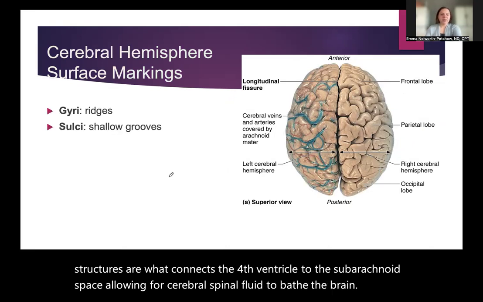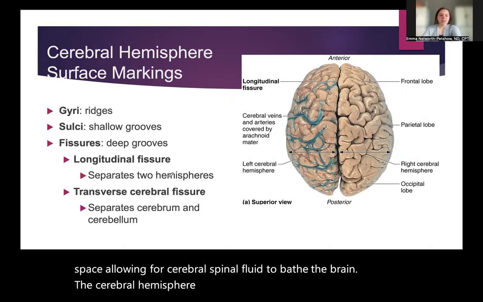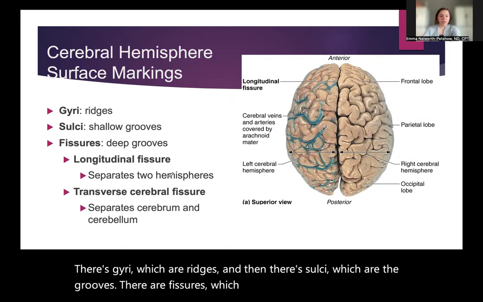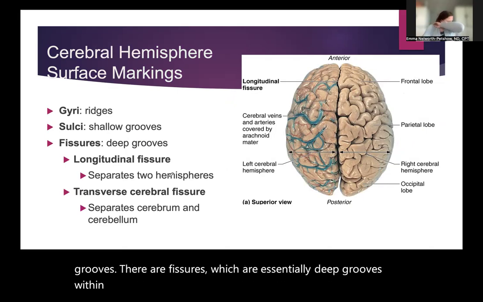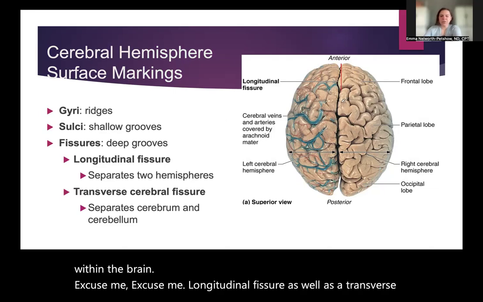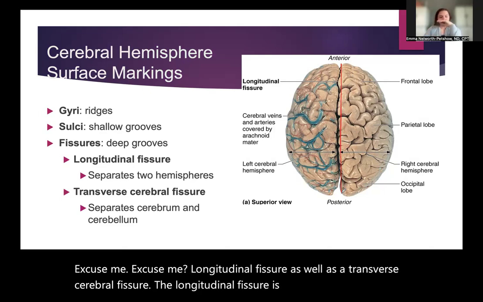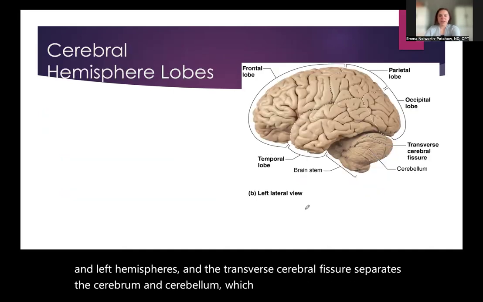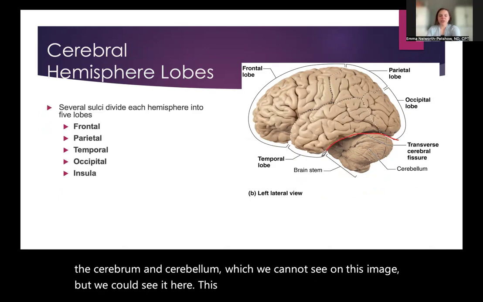The cerebral hemisphere does have specific surface markings. There are gyri, which are ridges, and sulci, which are the grooves. There are fissures, which are essentially deep grooves within the brain. Longitudinal fissure, as well as a transverse cerebral fissure. The longitudinal fissure separates our right and left hemispheres, and the transverse cerebral fissure separates the cerebrum and cerebellum, which we cannot see on this image. But we could see it here. This is our transverse cerebral fissure.